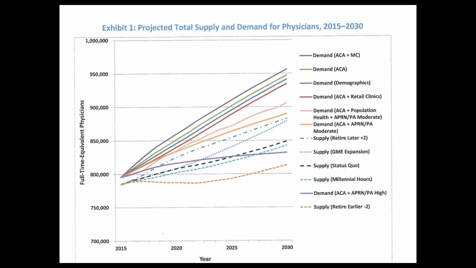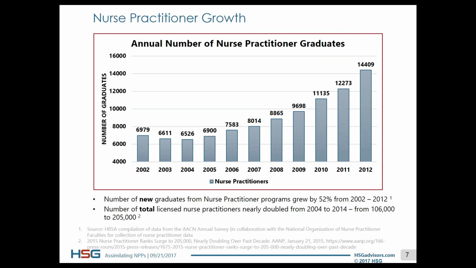There are other factors that the study considered, such as expanding GME. What if all physicians adopted the, quote, millennial hours, which are predicated on the change in the 80-hour residency work week, and the desire to work fewer hours than predecessors had worked. So you can see that the supply and demand are all over the map, but clearly there's a big delta between supply and demand no matter which projection is utilized. We contrast that with nurse practitioner growth, which on the bar graphs through 2012 shows a significant uptick.